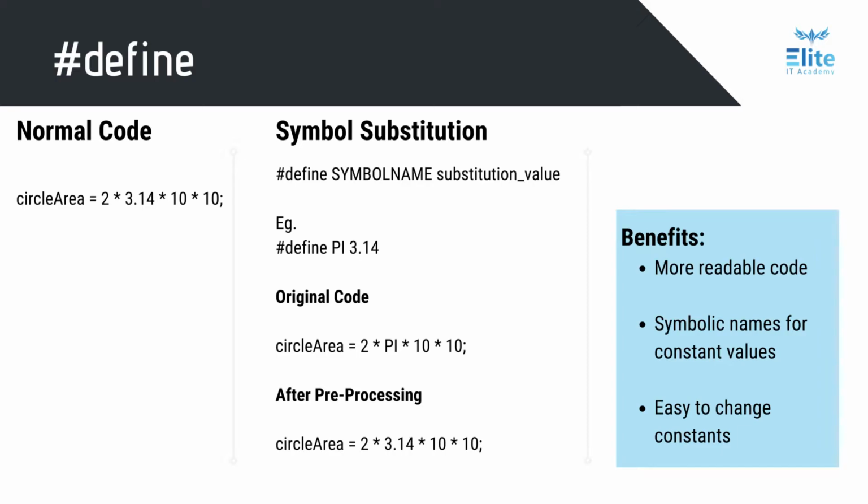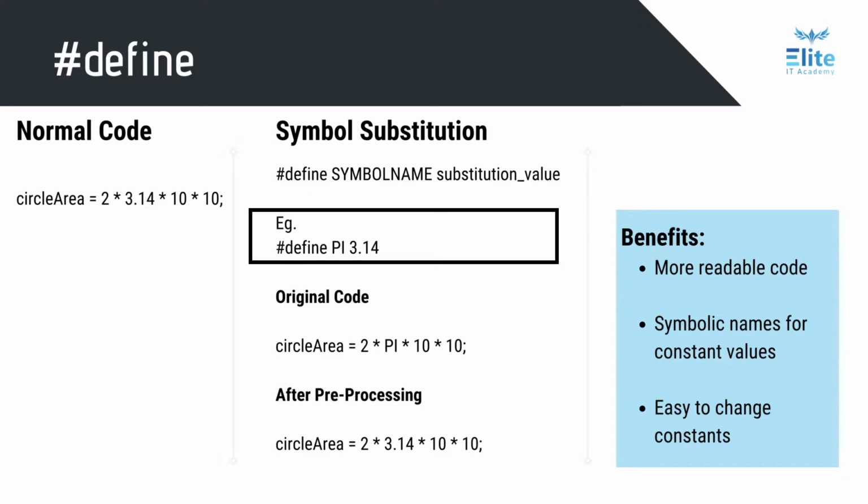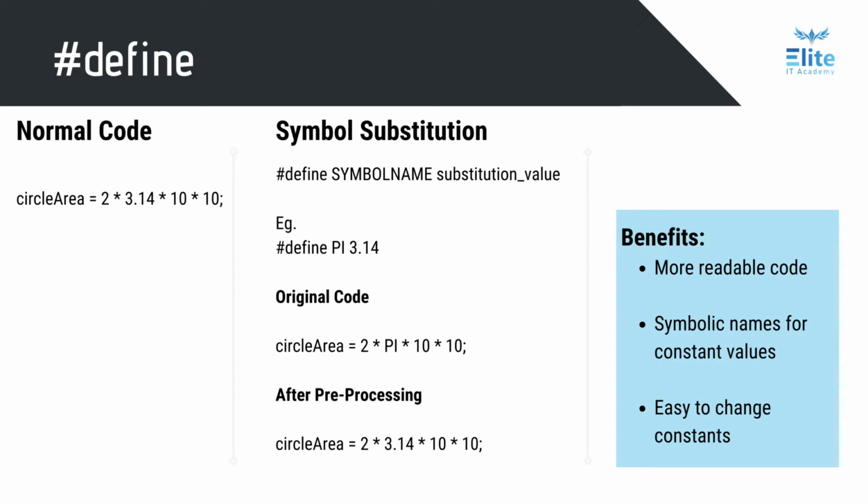Let us see how. The #define compiler directive is written as follows. #define, symbol name, followed by substitution value. Example, #define PI 3.14. Now in the program statement, we can rewrite the code as follows. Circle area is equal to 2 * PI * radius * radius.